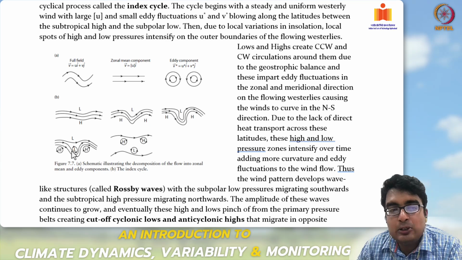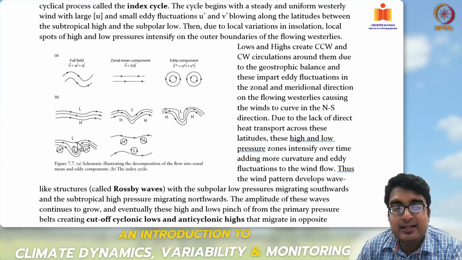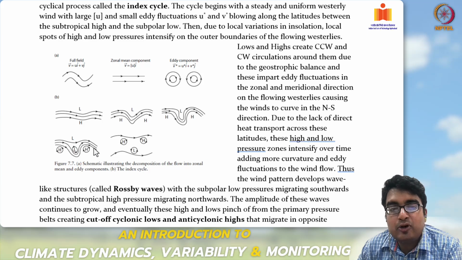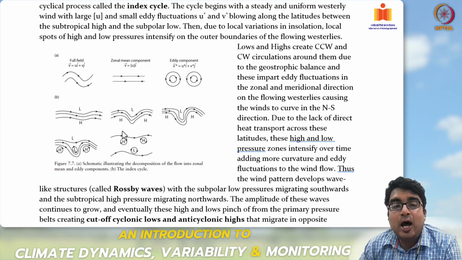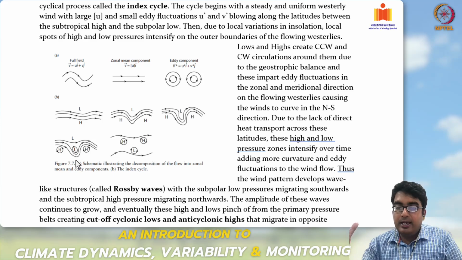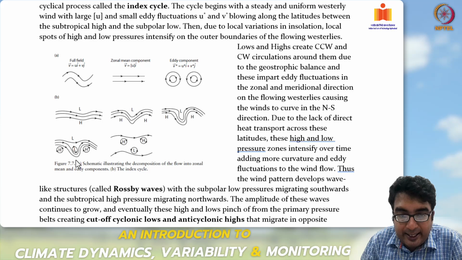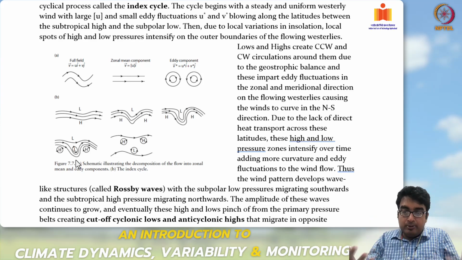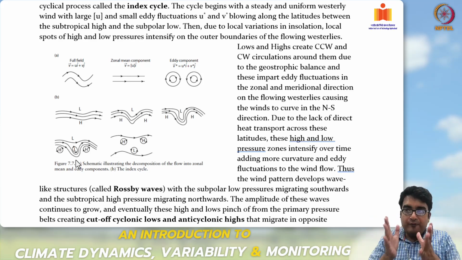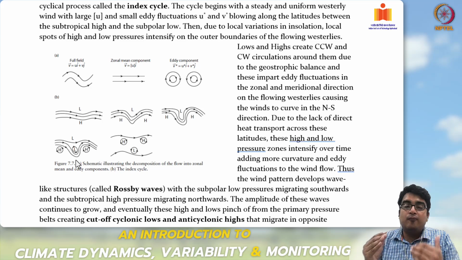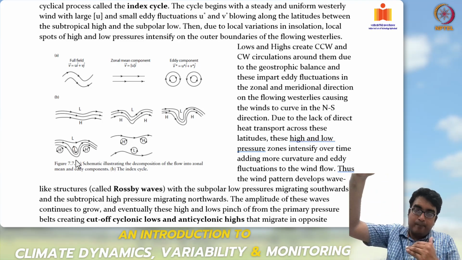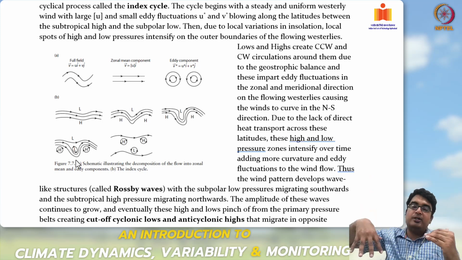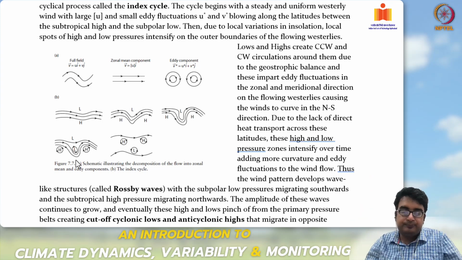And around this low pressure and high pressure zone, you are getting cyclonic and anticyclonic circulations developing. These now move in the northward and southward direction, and are responsible for the transport of heat mass from the subtropical high pressure zone to the subpolar low pressure zone and conversely.